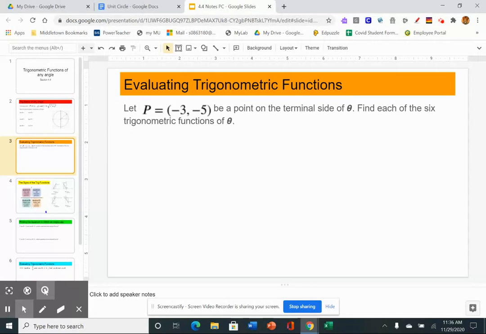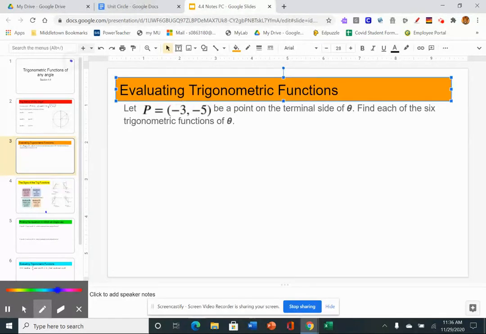All right, so now we are going to apply those ratios that we just learned with this problem. It says let P equal (-3, -5) be a point on the terminal side of theta. Find each of the 6 trig functions of theta. So first we're going to draw a little sketch and figure out where P would be. So let me open up the pen. Since the -3 is x and the -5 is y, they are both negative, so we would be over here in quadrant 3. That is where the point would be, and that means theta would be this angle here.